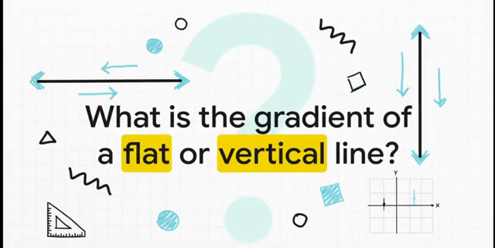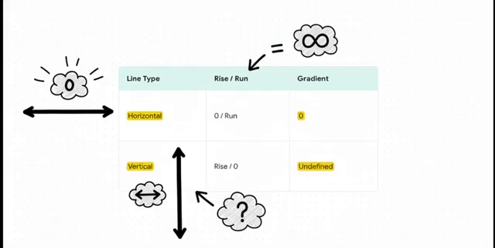Okay, but what about the weird ones, the special cases? What's the gradient if a line isn't sloped at all? Like, what if it's perfectly flat? Or what if it's perfectly straight up and down? And this is something you just need to know. There are two special answers here.